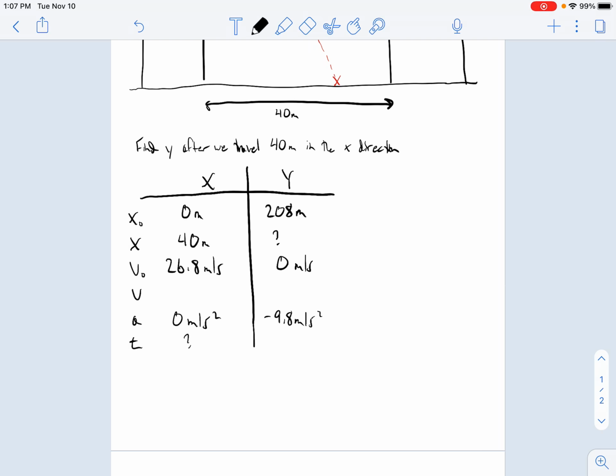Again, our time is going to be unknown, and we're not going to know what our final velocities are. So in terms of the two parts we want, the diagram and the chart, we want to hear you walk yourself through that process. I want to hear the estimation that you make.